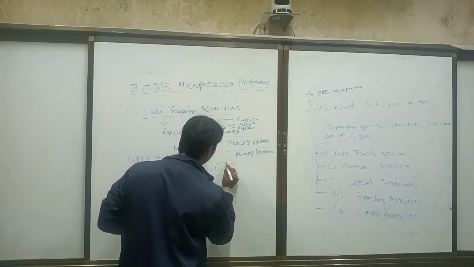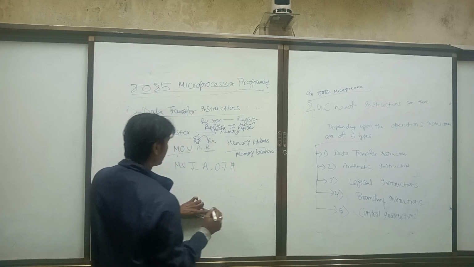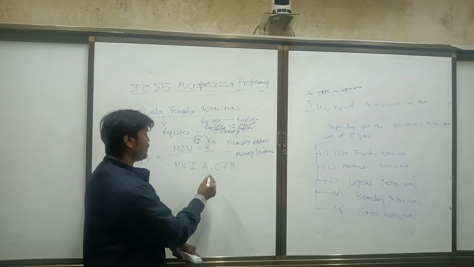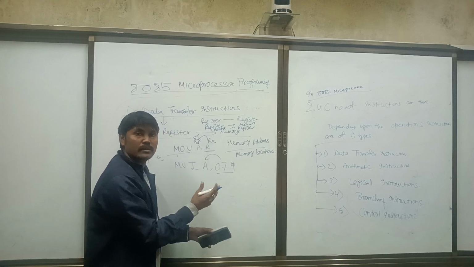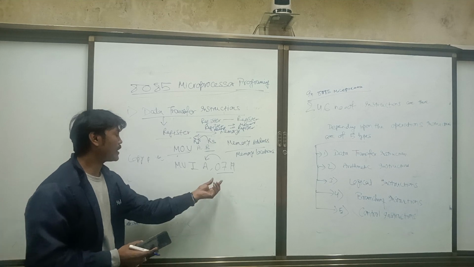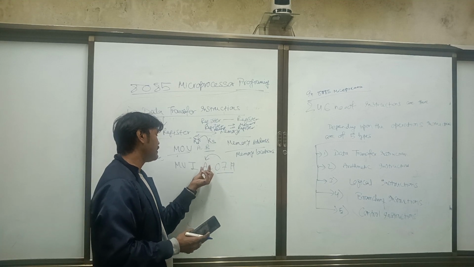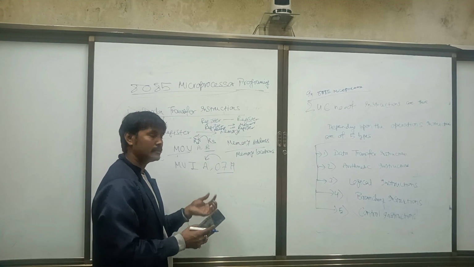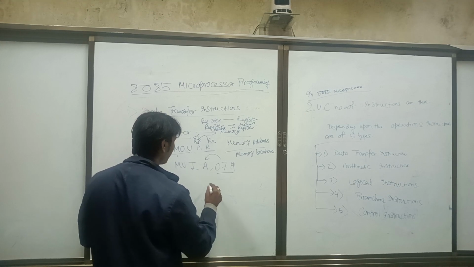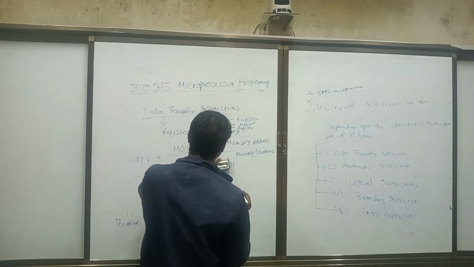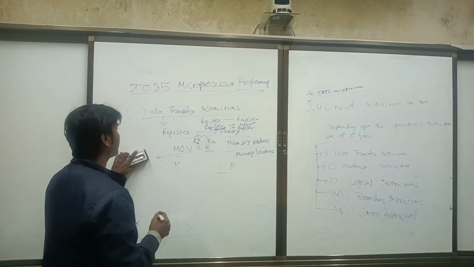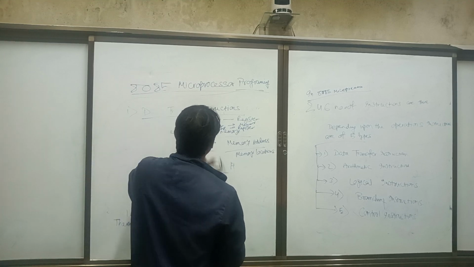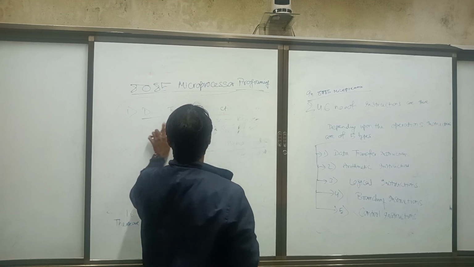Again, if I write MVI A comma 07H, here I told you this is the data byte. The content of the data byte is directly, immediately moved into the accumulator. So this is all about the data transfer instructions. Mostly we will use MOV and MVI, these data transfer instructions.